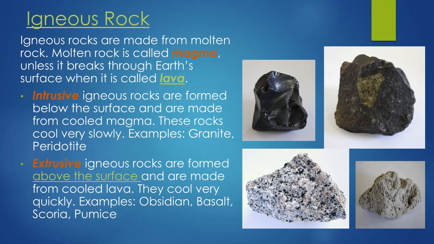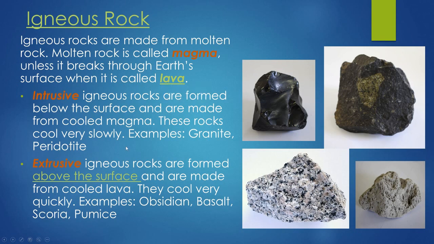Igneous Rocks, so they're made from molten rock. So magma is molten rock. If the magma gets to the surface, we call it lava. So when it's under the surface, we call it magma. As soon as it breaks through the surface, we call it lava. You can find yourself a video of volcanoes and stuff like that with that happening. That's really all that is.